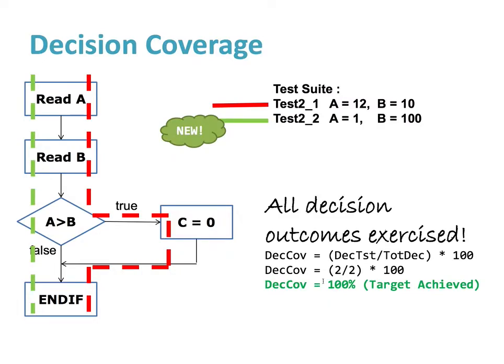So what do we need to do? Well, we need to add a second test case. We have the original test case where A has the value of 12 and B has the value of 10. But we introduce this new one where A is a value of 1 and B is a value of 100, which allows us to test the false path as well. If we have a look at our updated decision coverage formula, we can see we've now achieved 100%, which is our target. So in this case, the minimum number of test cases that we can use to achieve 100% decision coverage is 2.